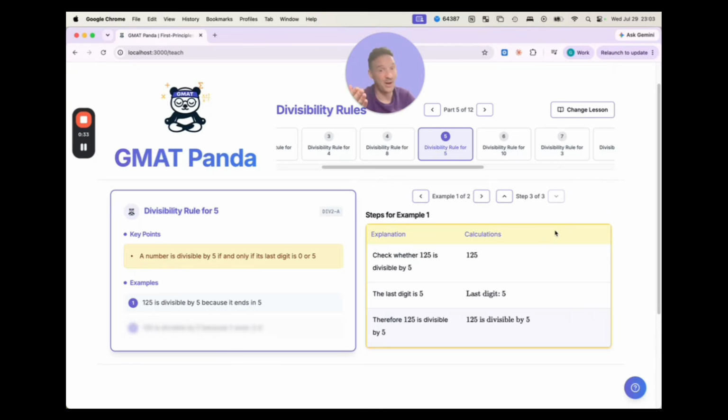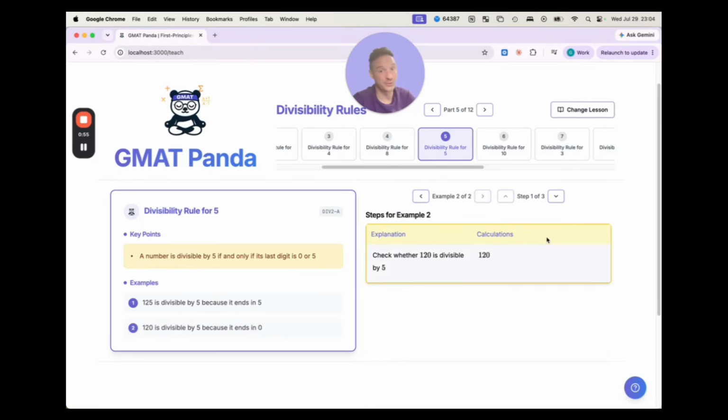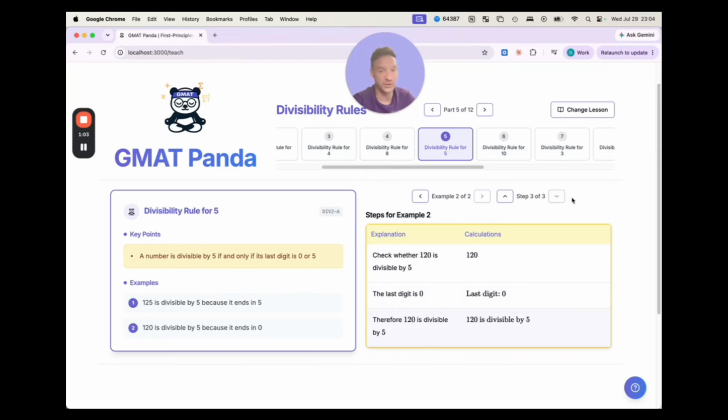Now, keep in mind that there's a similar rule, which is the divisibility by 10, which requires to end in 0. Do not get the two mixed up, because for 5, it can be 0 or 5. For 10, it has to be 0. Let's try another example. 120, is it divisible by 5? Yes, because it ends in 0. We isolate the 0, we check whether it's among 0 or 5, and therefore, in this case, since it's a yes, the whole number will be divisible by 5.